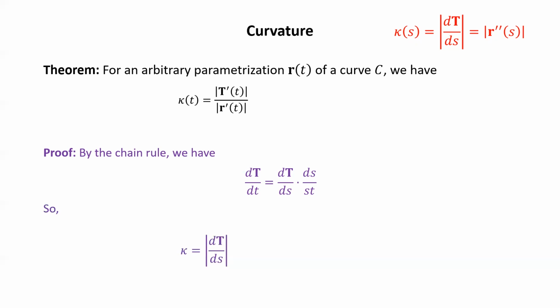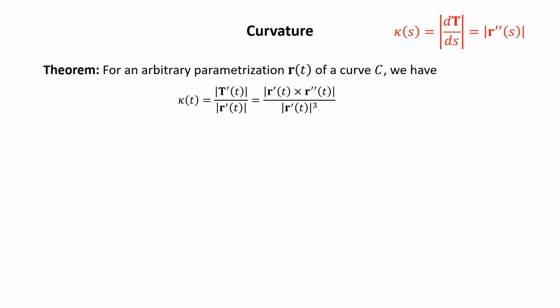So kappa, which is defined as the length of the derivative of the unit tangent vector with respect to s, dividing that first equation we have there by ds/dt, we see that we have this, and we can replace ds/dt by the length of r prime of t. We saw that that was true in the previous lesson. And the derivative of the unit tangent with respect to t can be written as T prime of t. So we have our first result.